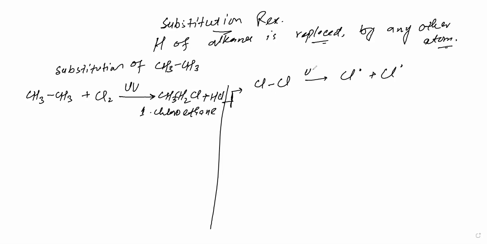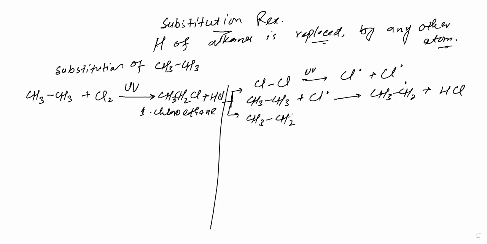Second is the propagation, with UV rays. Propagation means the chlorine free radical will react with CH3CH3 to form the CH3CH2 free radical plus HCl. The third step is the termination. What is the third step? You will see here the CH3CH2 free radical plus the one chlorine free radical that was left, so you will get CH3CH2Cl.